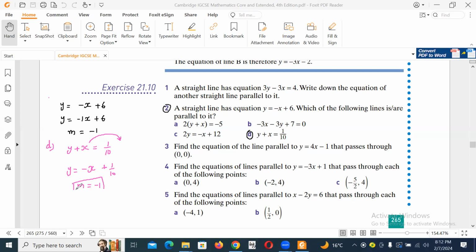If you check, the gradient of this line is exactly the same as the gradient of the given line. It means part D, or this equation y is equal to minus x plus 1/10, is parallel to the given equation. Why do we say parallel? Because the gradients are equal. M1 equals m2. I hope it is clear.